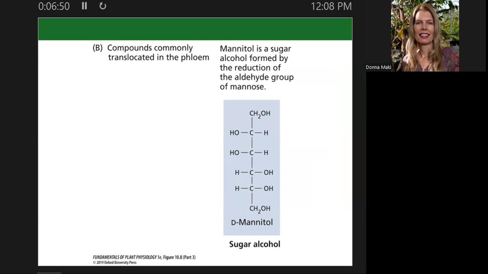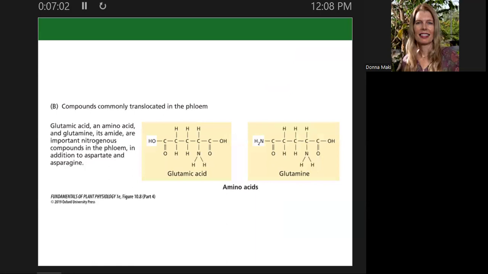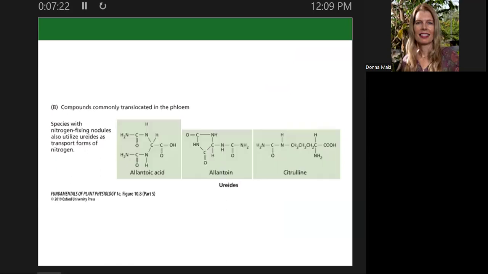Here's another one, a sugar alcohol, mannitol. And so they noted that also in the phloem. And then some other things that they found were certain amino acids. Glutamic acid and glutamine are fairly common. Those are in smaller proportion, smaller quantity, but they're there on a fairly regular basis.